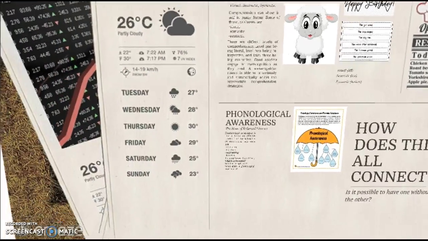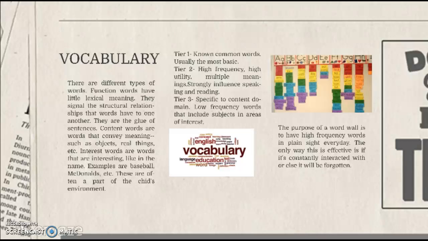So moving on, we have vocabulary. There are different types of words. Functional words have little lexical meaning. They signal the structural relationship that words have to one another. They are the glue of sentences. Content words are words that convey meaning, such as objects, real things, etc. Interest words are words that are interesting, like the name. Examples are baseball, McDonald's, etc. They are often part of a child's environment.